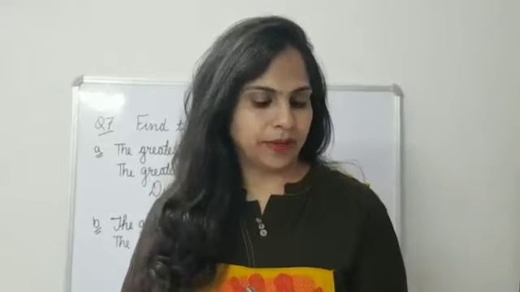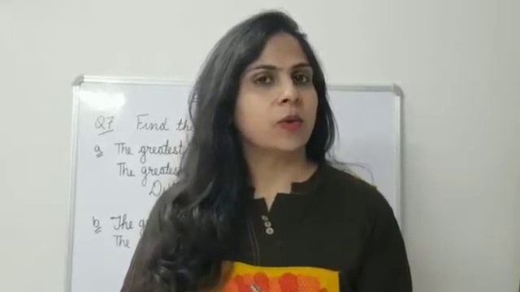Question number 7 is, find the difference between the greatest 6-digit number and greatest 5-digit number. Now first of all tell me which is greatest 1-digit number, that is 9, and which is greatest 2-digit number, 99, which is smallest 2-digit number, that is 10. Now let's do this.